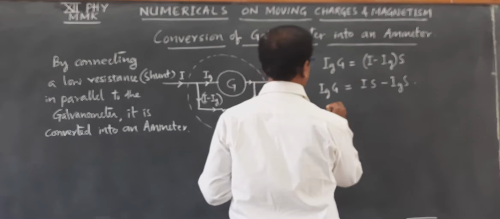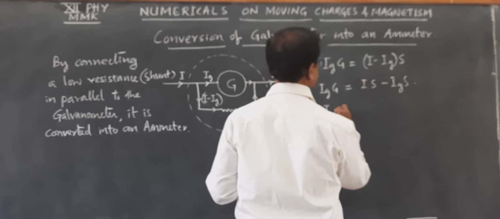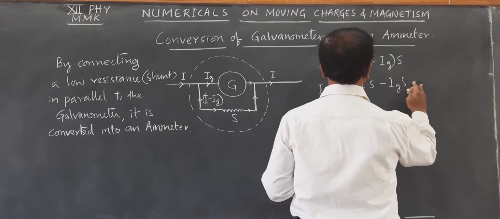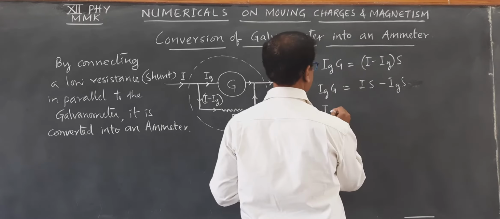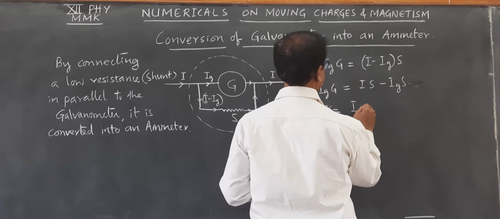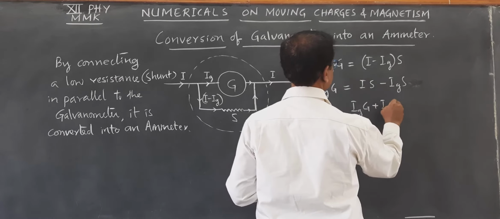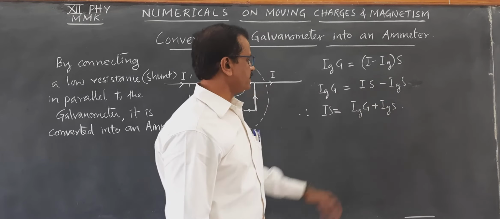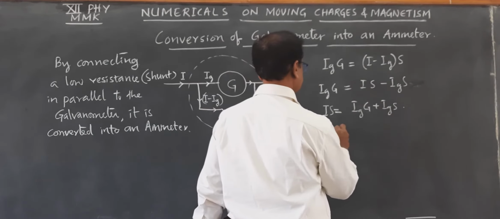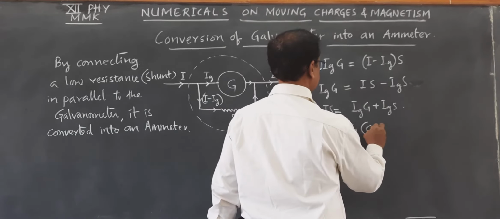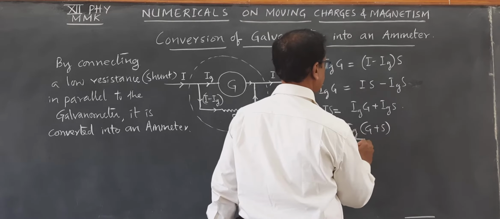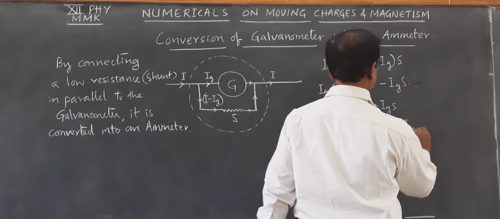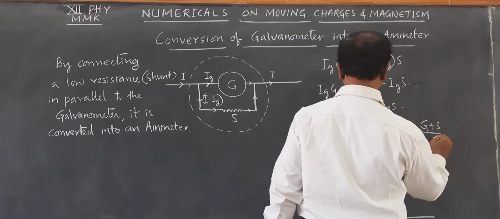Therefore, you can just write Is is equal to Ig plus Igs. Is is equal to Ig plus Igs. Therefore, I is equal to Ig into bracket G plus S divided by S. That is nothing but Ig into bracket G plus S divided by S.